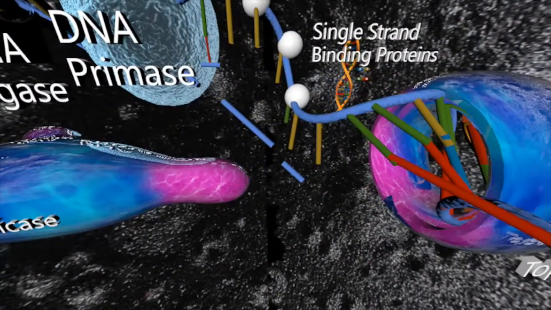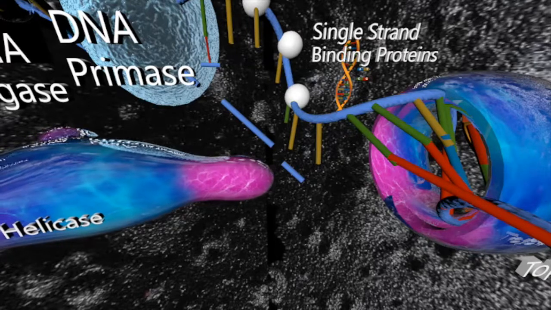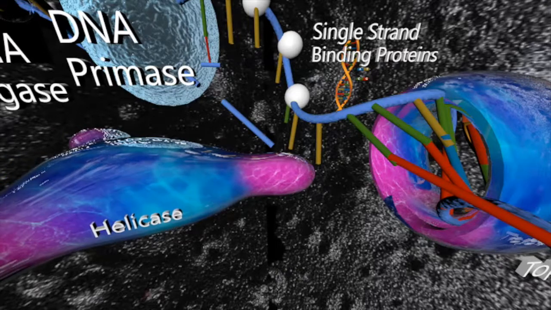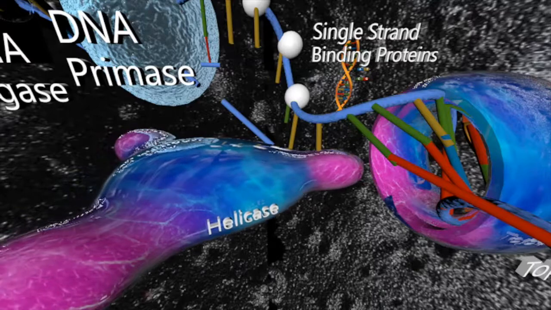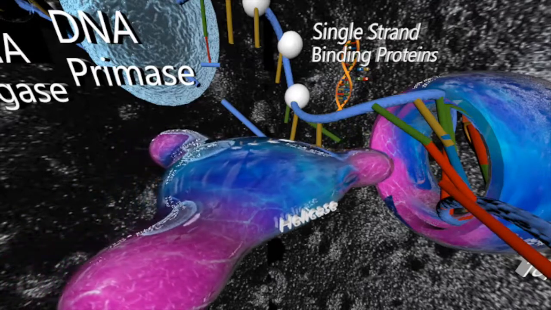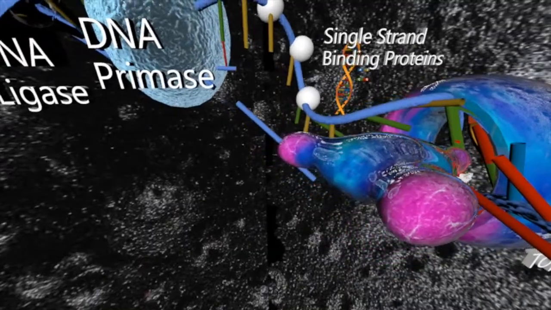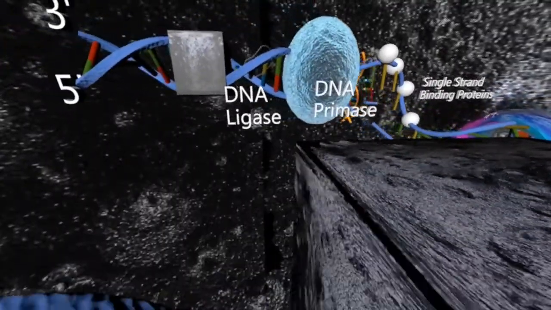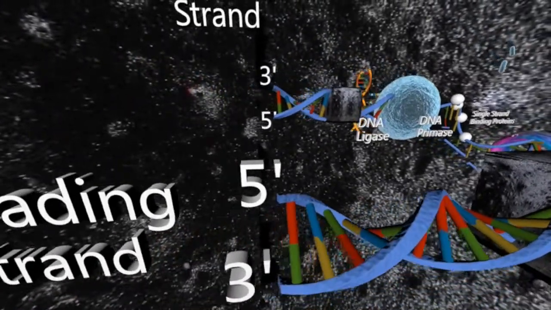Next, the enzyme helicase separates the two strands by breaking the hydrogen bonds between the DNA bases, as will be seen in the model. Single-strand binding proteins then bind to each strand as portrayed by the white spheres, which ensure the strands stay separated. The separation point is called the replication fork, and the two strands formed are the leading and lagging strands.